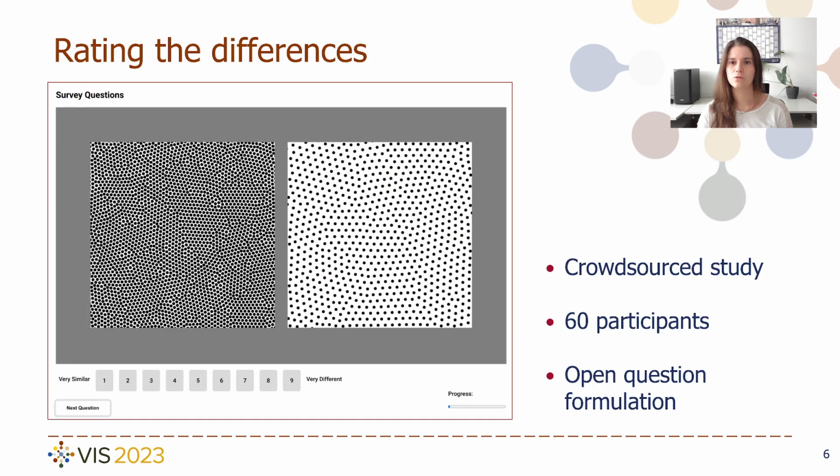Next, we conducted a crowdsourced study with 60 participants, 20 for each texture type. The participants compared all possible texture pairs and rated their differences. We used a very open question formulation to avoid bias. We just asked the participants to judge the similarity of the images on a scale from 1, very similar, to 9, very different.